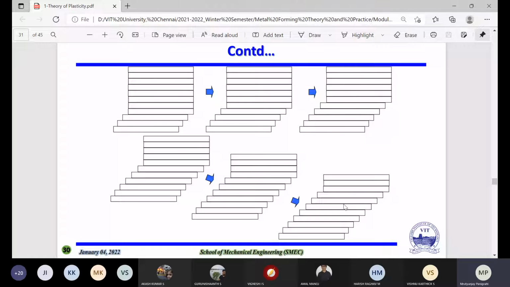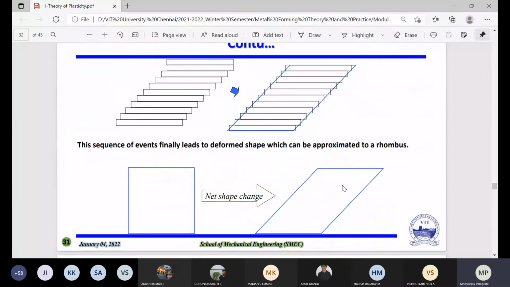You have to imagine how it will change from a square shape to a rhombus, and as it changes like this accordingly, you get the final shape. All the planes you have to move one by one. So the sequence of events finally leads to a deformed shape, which can be approximated to a rhombus. You cannot tell very exactly, but we are giving just one case study, or one example. You have to do it like this, and then only it will change from one place to another. Right? Is it clear now?